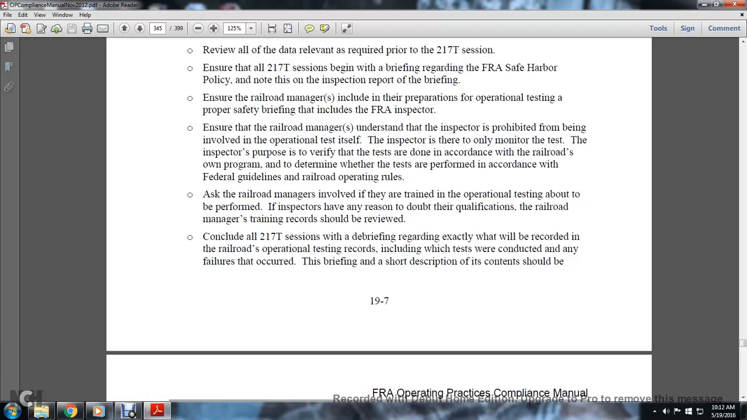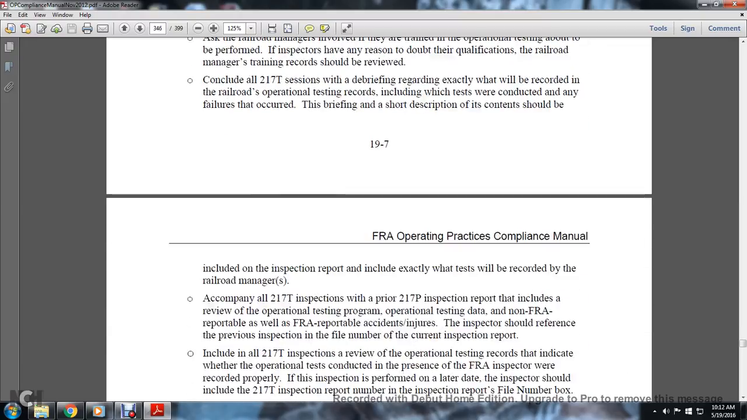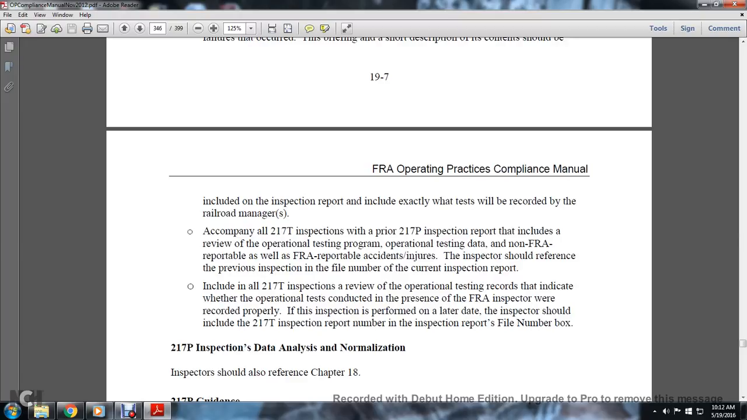Conclude all 217 sessions with the briefing regarding exactly what will be recorded with the railroad operating testing records, including the tests that were conducted and if failures occurred. If the briefing is short, a description of the contents should be included in the inspection report, including exactly what test will be recorded by the railroad manager's company.